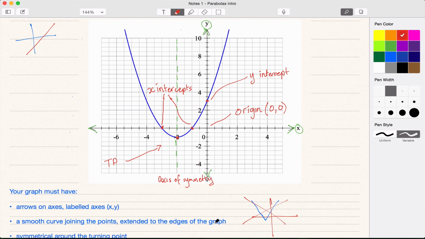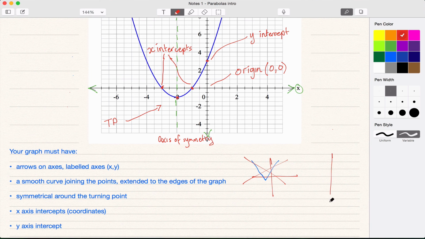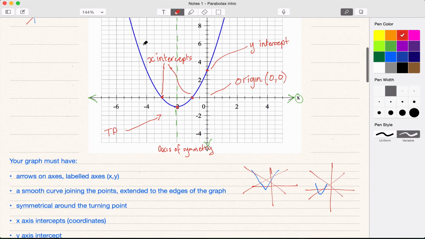You need to extend your graph to the edges of the graph. So the blue line that I've drawn here, again, I'm putting this in because some people draw me these mini little parabolas that look like this. So you need to make sure that yours goes all the way to the top and to the edges of the graph. So I'll put another cross through that. Your graph needs to be symmetrical around the turning point, which I've listed here.